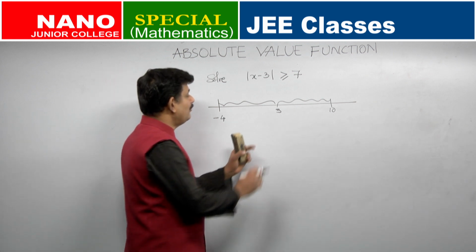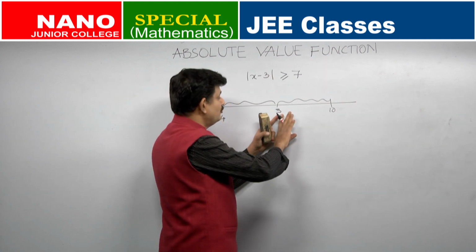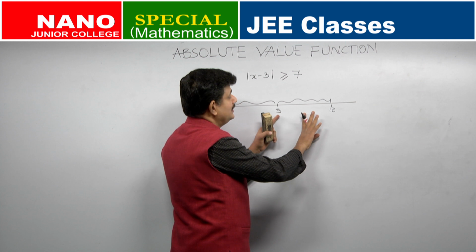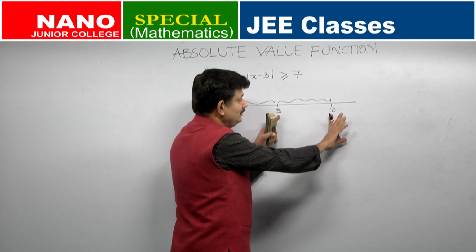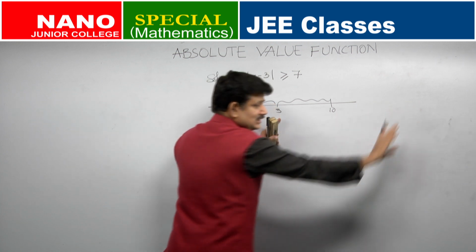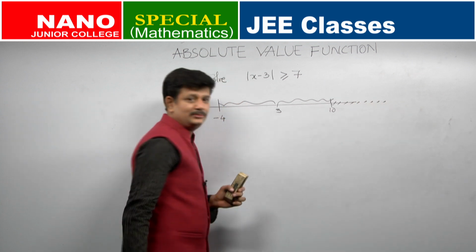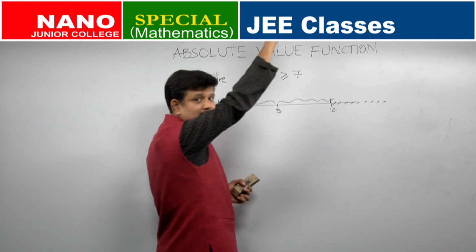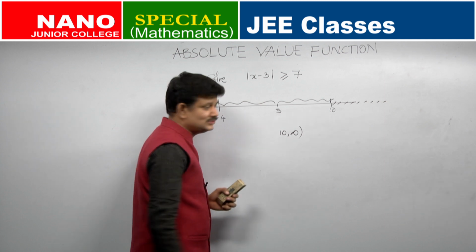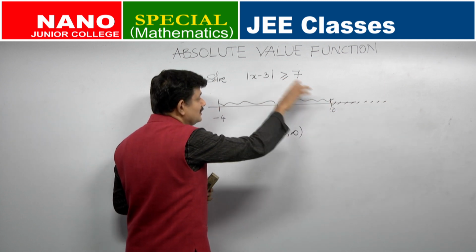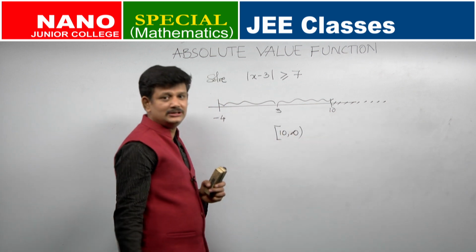Now, I want those points whose distance from 3 is more than 7. So, start moving from 3. As I move, distance keeps increasing. At a certain point, 10, the distance will be 7. If I move further rightwards, the distance will be more than 7. So, what is your answer? The set of all numbers from 10 to till where? Infinity. So, your answer will be from 10 to infinity, all the numbers. 10 is included because equality is given here. At 10, the distance will be 7. So, it will be the closed interval 10 to infinity.